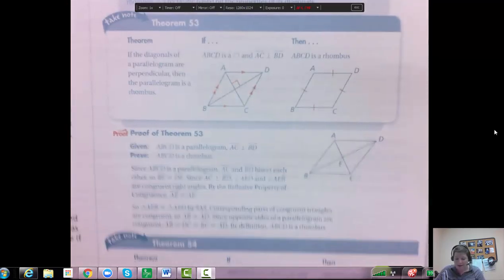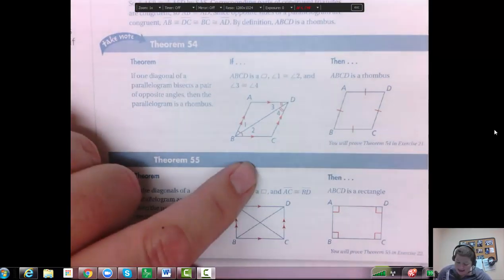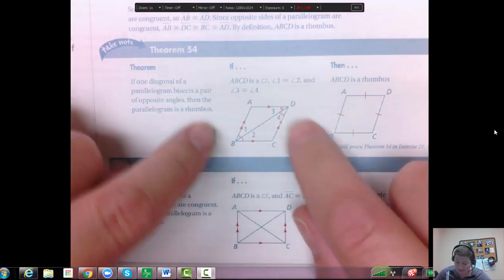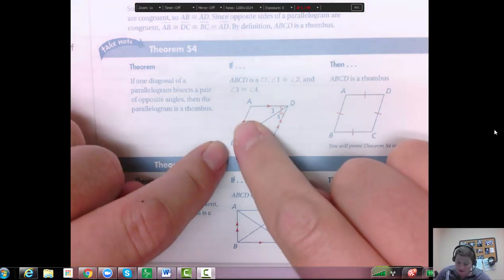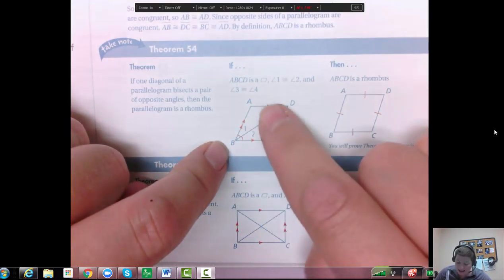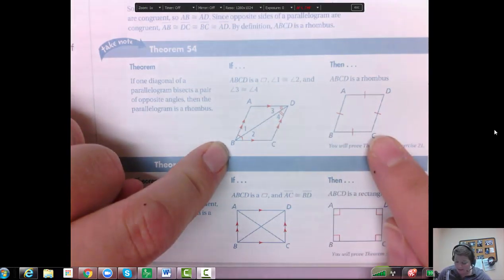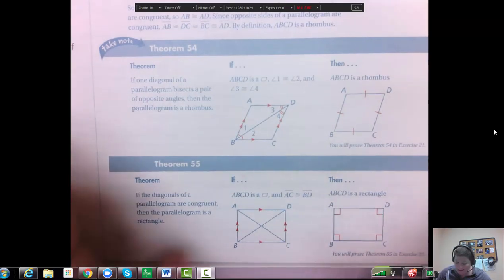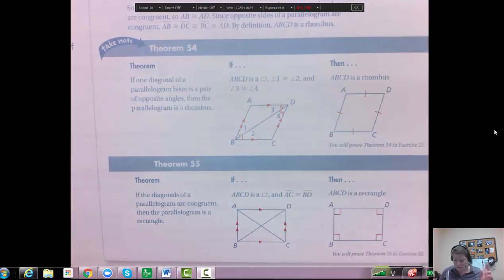Okay. The next theorem, 54, says if you have ABCD, and it's a parallelogram, which again we know because opposite sides are parallel, and angles 1 and 2 and 3 and 4 are congruent, then it's a rhombus. This one didn't show the proof in your textbook, but that one's kind of a cool proof.